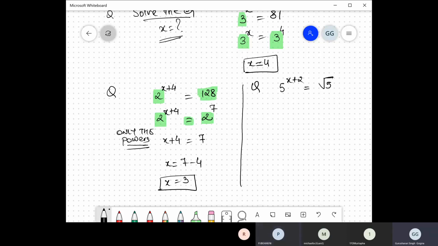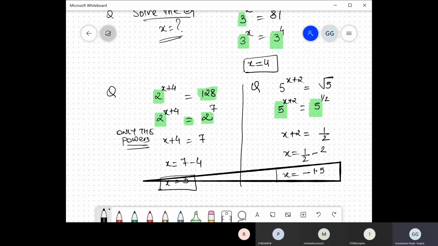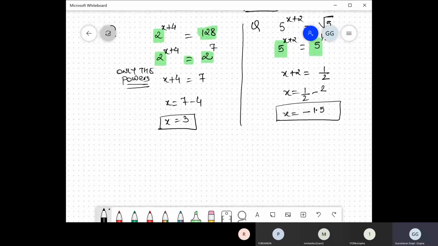Very good. So that's why I explained at the start that you should know what you mean by square root. Square root means, because there is no number there, it's a square root, and that means the power is half. And now you can see that you have the same base, so the powers have to be equal. So x plus 2, the power on the left hand side, must be equal to the power on the right hand side, and then you can simply solve this. So half minus 2, which is minus 1.5 or whatever. If you want to write it as a fraction, you can write it as a fraction. Okay, so that's the logic.